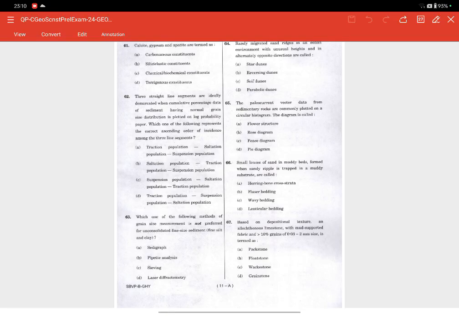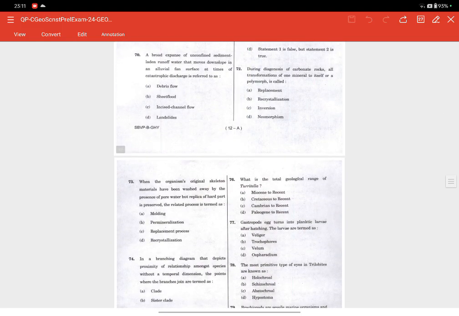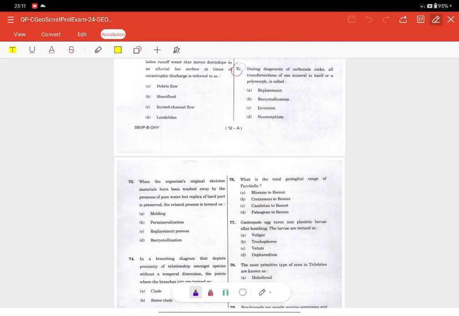So now we are going to solve the 2024 Sedimentary Geology PYQ, and we are going to solve this in a reverse manner. So there are total 12 questions and we are going to start from the 72nd question.